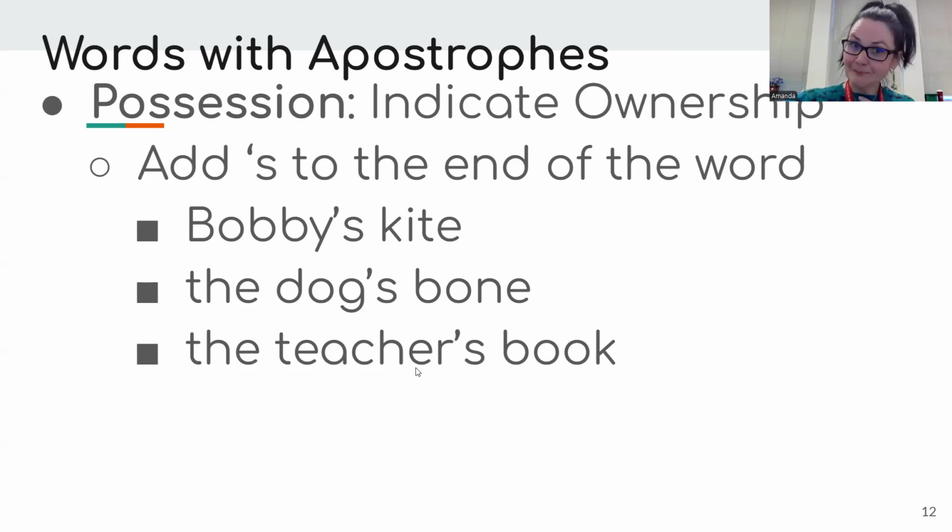The teacher, okay, one teacher, just me. And then we add apostrophe S, the teacher's book. So this book belongs to the teacher, just me, one teacher. Apostrophe S, the teacher's book. This book belongs to the teacher. It's not all of my teacher friends, it's just me, my book. Okay.